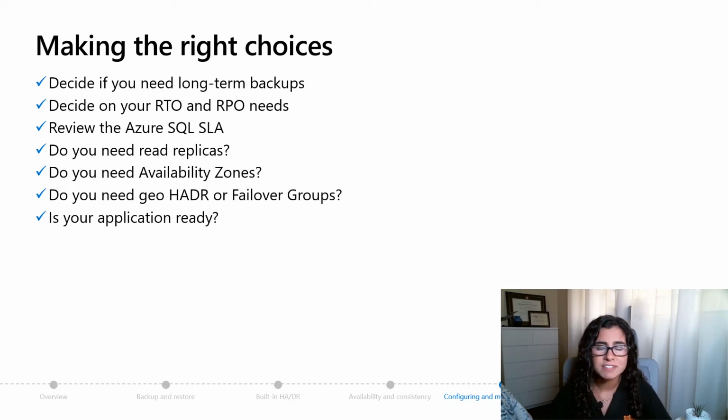You're going to have to decide which is best for your scenario, which makes the most sense. If you do need that 99.995% of availability, then you also need to consider availability zones. So we talked about a bunch of these things.